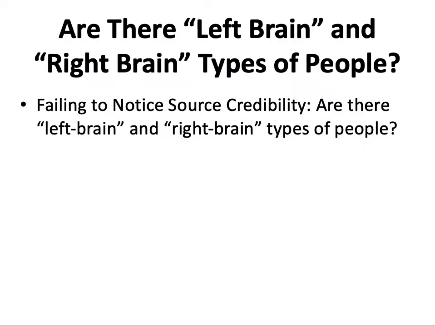Are there left brain and right brain types of people? Failing to notice source credibility. You have probably heard the idea that some people are left brain logical types and others are right brain artistic types. Left brain thinkers are said to be more analytical, rational, and objective, while right brain thinkers are said to be more creative and to view the world more holistically and subjectively.